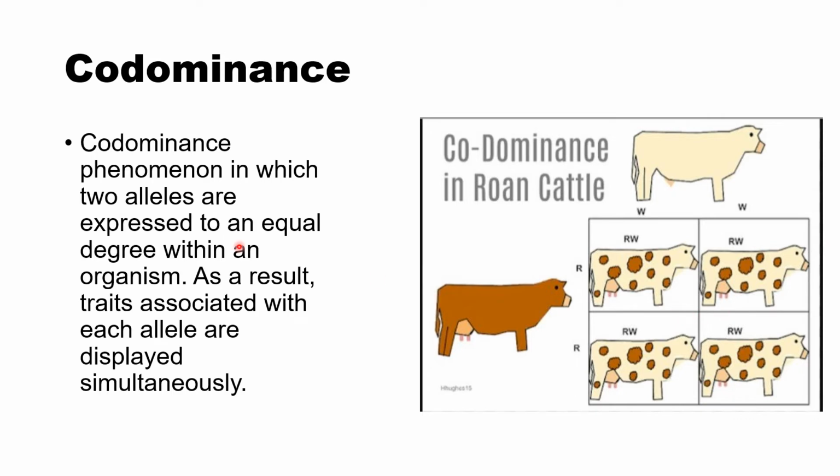So, codominance is a phenomenon in which two alleles are expressed to an equal degree within an organism. As a result, traits associated with each allele are displayed simultaneously. So, yun yung explanation. Na-express pareho yung trait from one parent and then yung trait from the other parent. Kaya naging codominance yung tawag.